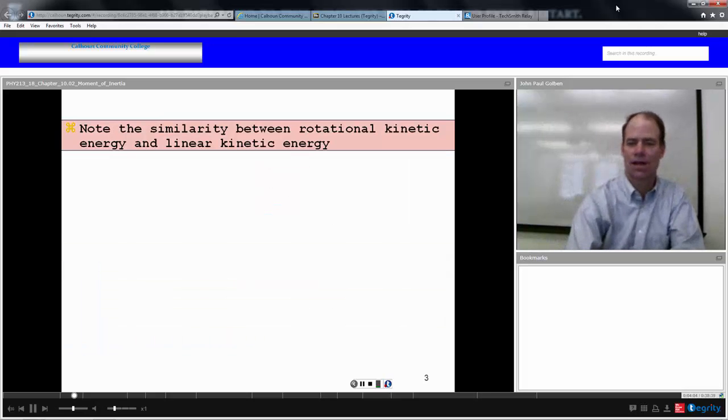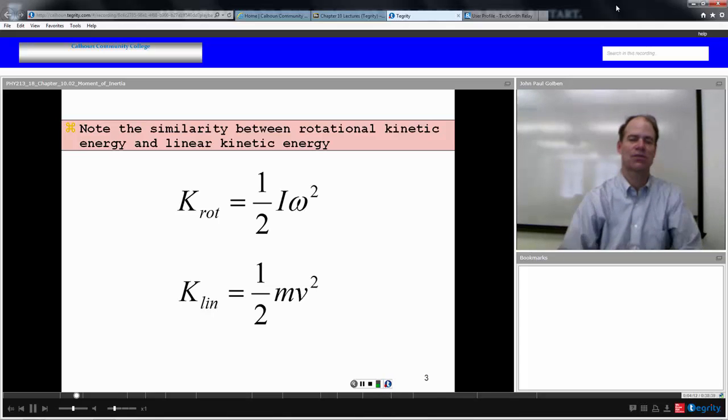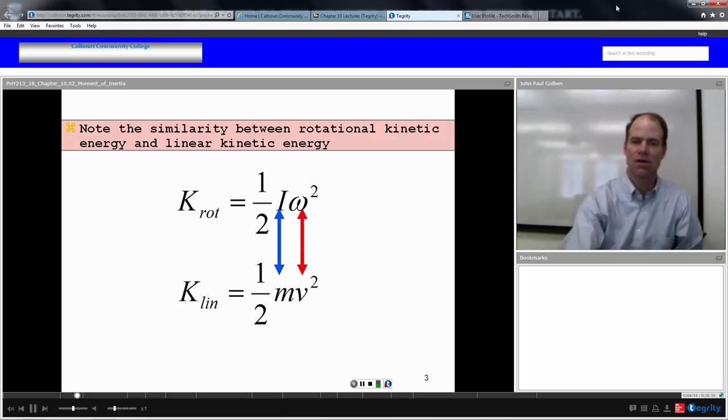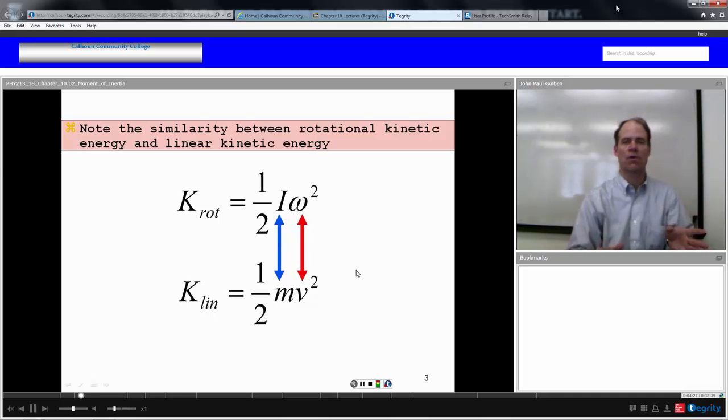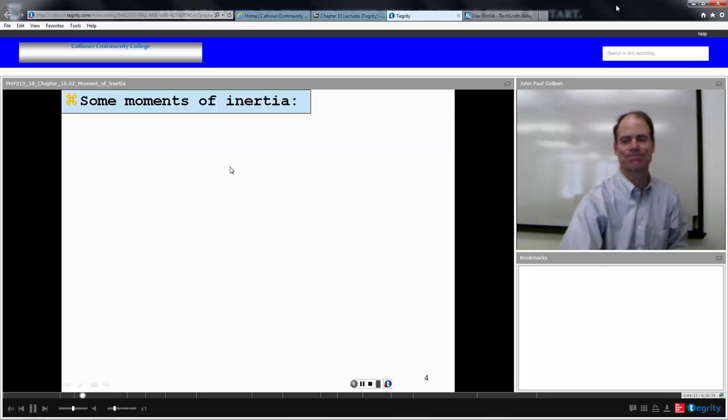Note how similar this result for rotational kinetic energy is to our translational or linear kinetic energy. All we've done is we substituted in for mass our moment of inertia now, and we substituted in for velocity our angular velocity. So it has the same form as what we've had before, only one is kinetic energy for rotation, the other one is kinetic energy for linear motion.